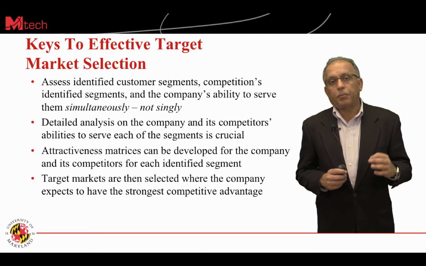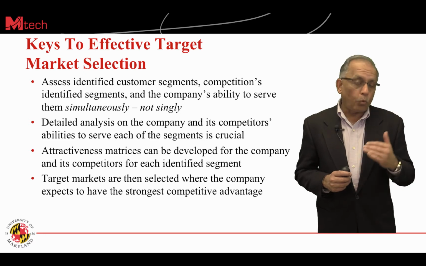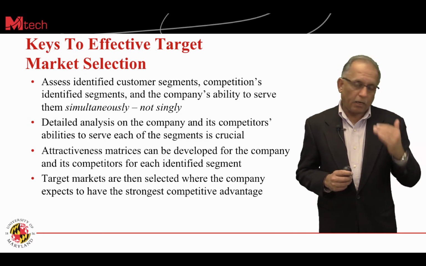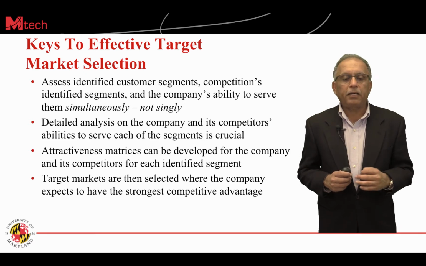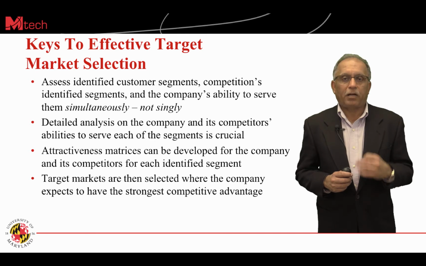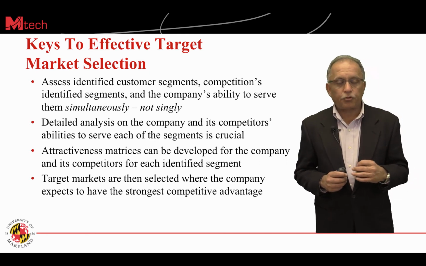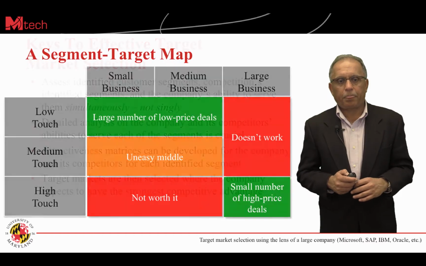Third, we develop attractiveness matrices so that we can evaluate which entity, us or our competitor, is doing better in each segment. And then finally, we select a target market where our company expects to have the strongest competitive advantage, where we are consistently outperforming competition.